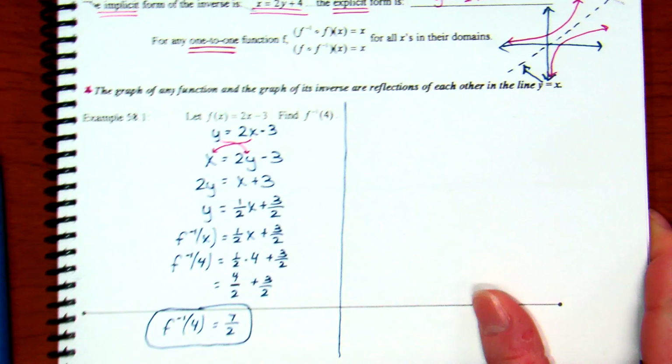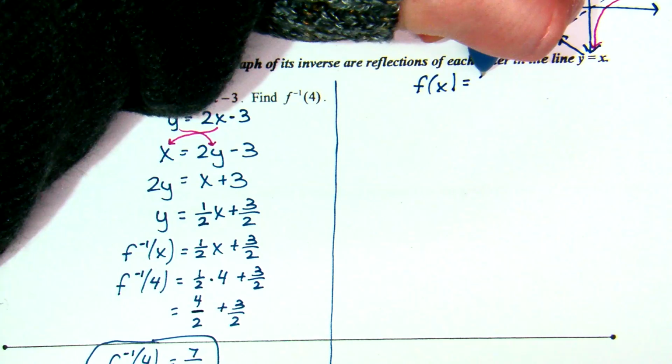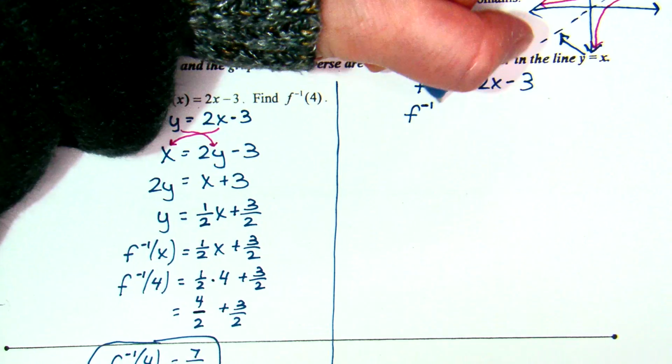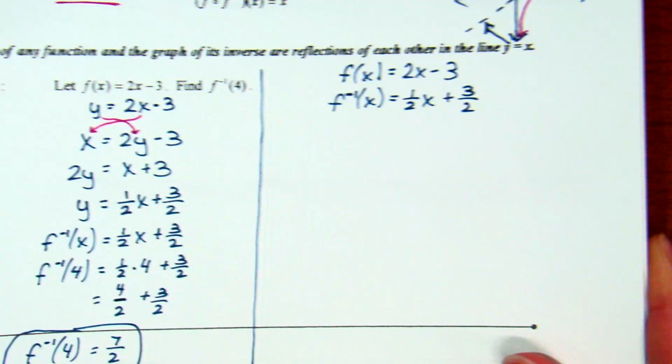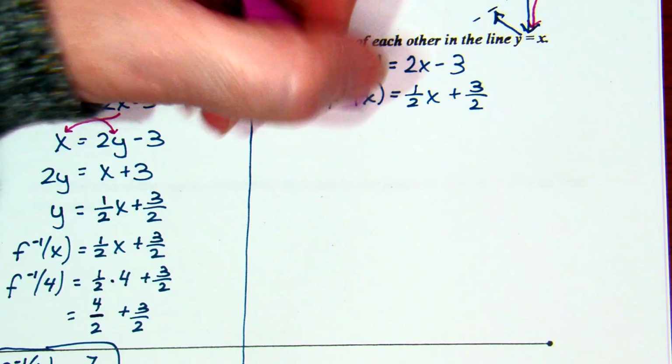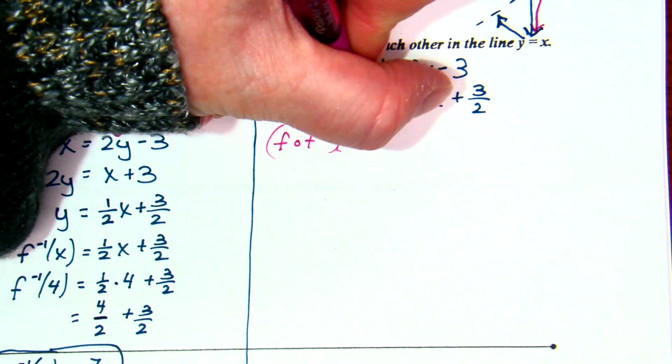I'm going to do it over here on the right. Let me write down my original equation. F of x was 2x minus 3. And we decided f inverse of x was 1/2 x plus 3/2. And if it's one-to-one, it has to work both ways. So we need to test it both ways. So I usually start off finding f composed with f inverse of x first.